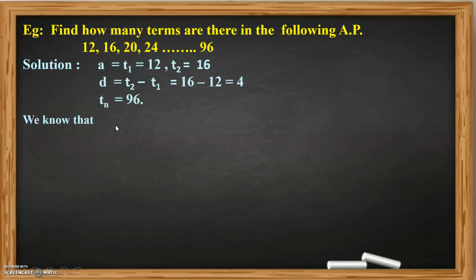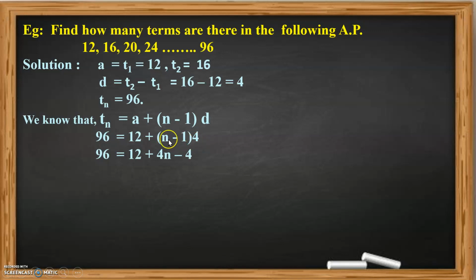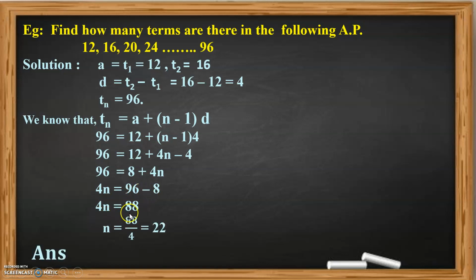Next step, you have to write the formula. First step was to write the AP, then find A and D, then write the formula. Now we substitute the values in this formula. That is 96 is equal to 12 plus n minus 1 into 4. N is the unknown. So 96 is equal to 12 plus 4n minus 4. So 96 is equal to 8 plus 4n, 4n will be 96 minus 8. 4n is equal to 88. So therefore n is equal to 88 upon 4 equal to 22. There are 22 terms in the given AP.